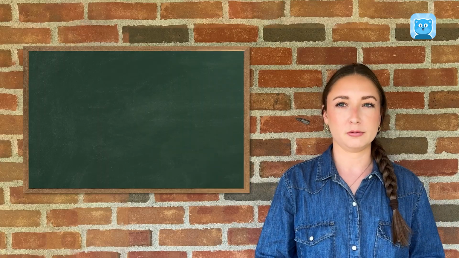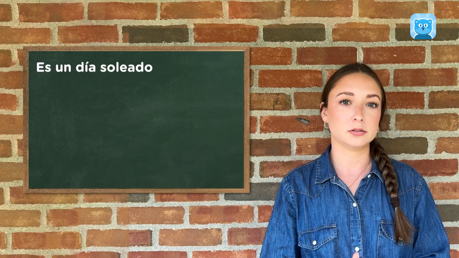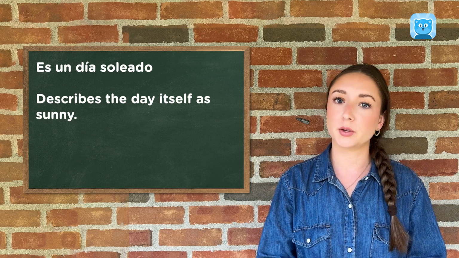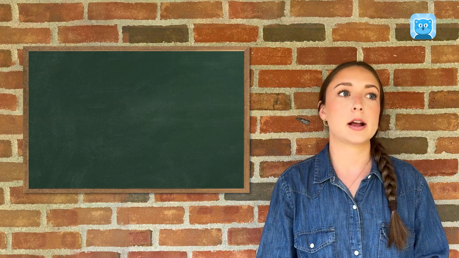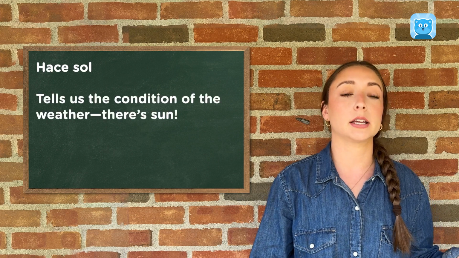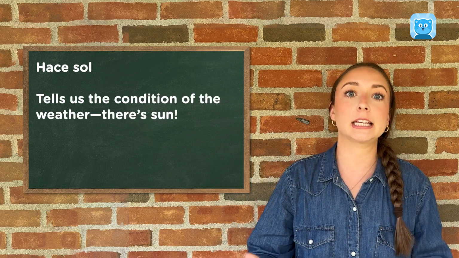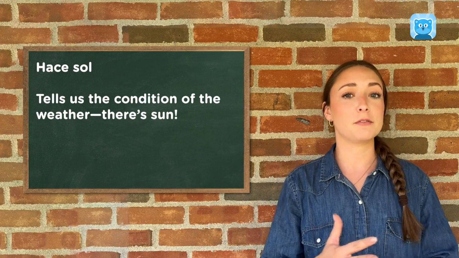In all of the cases that I just outlined above, you're describing what something is, not what something is doing, like with hace. For example, es un día soleado describes how the day is, not what the weather is doing on that day. Whereas hace sol is telling us what the weather is doing that day. The day is sunny. It's a sunny day. It's describing the condition of the weather.